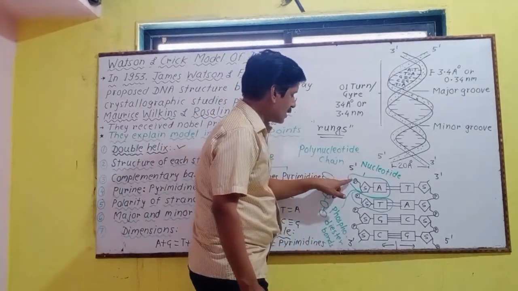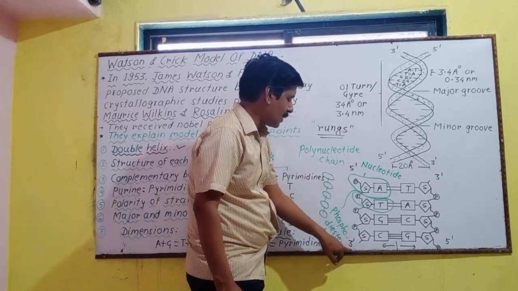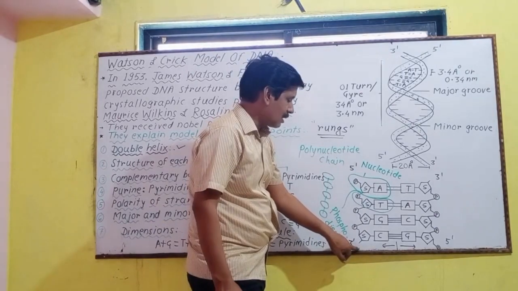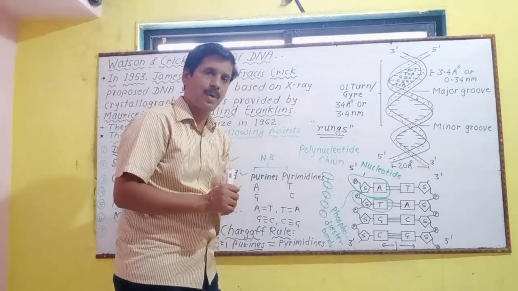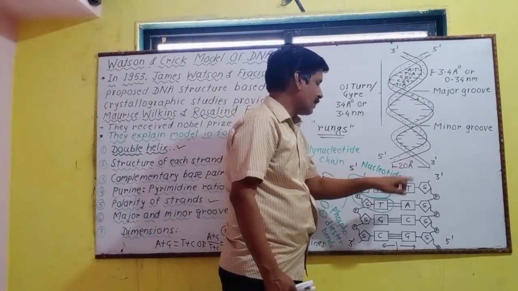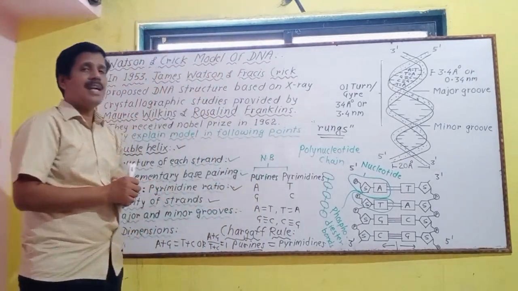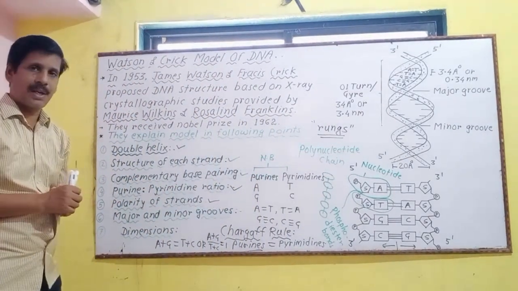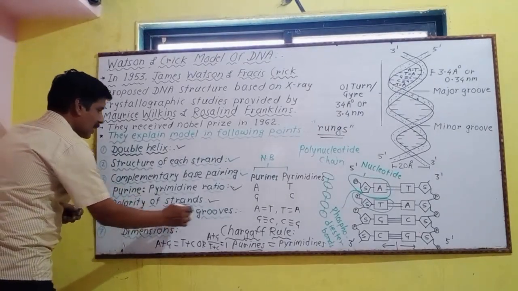Here, this phosphate group is attached to the 5', and at the 3' end there is the start of another nucleotide, in which there is again a phosphate group. So this 5' to 3' and 3' to 5' means both strands of DNA run anti-parallel to each other, mind it well.